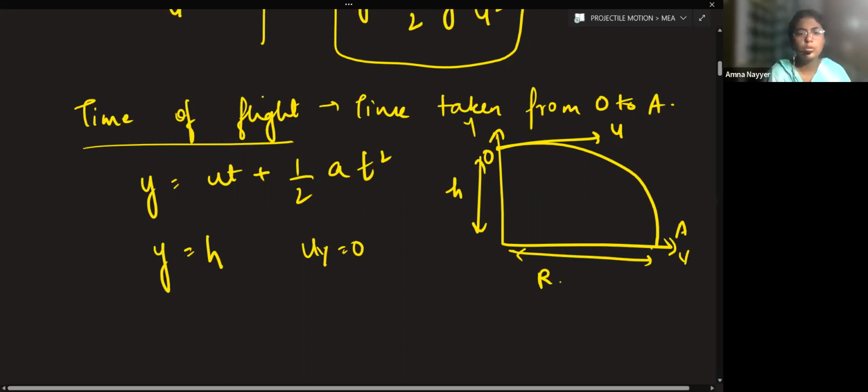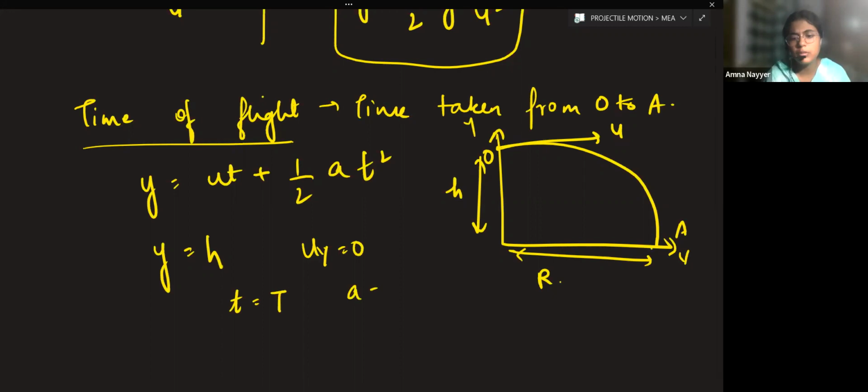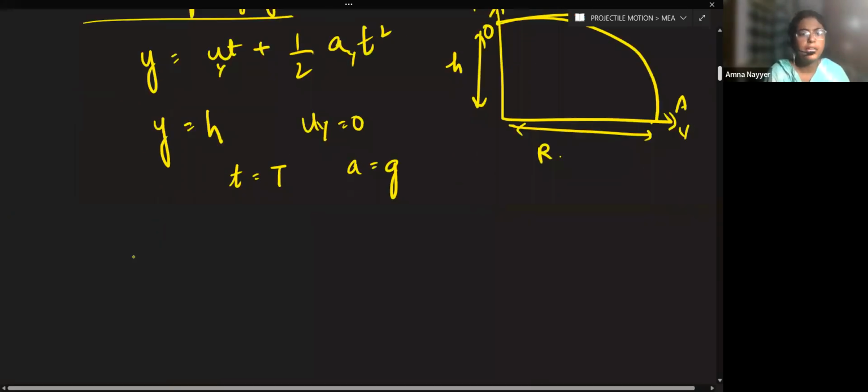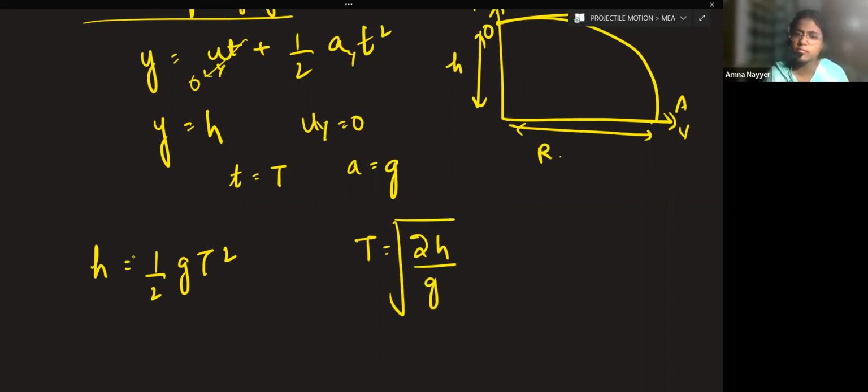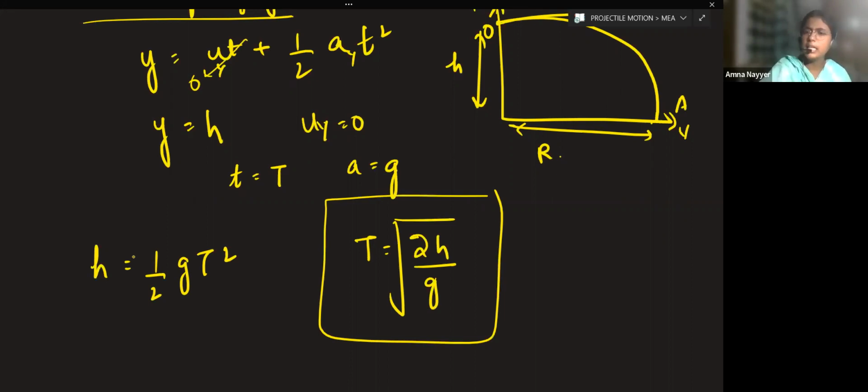Got it? So uy is 0. T will be equal to the time of flight. A will be equal to acceleration due to gravity, that is your ay. So put this in the equation. H is equal to, this term will become 0, half g t square. So T will be equal to 2h divided by g, under root 2h by g. This is the formula for time. Easy to do, easy to remember, under root 2h by g.